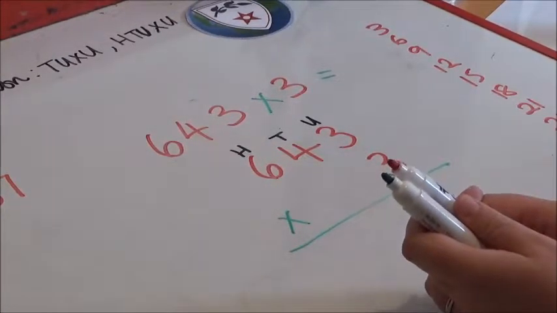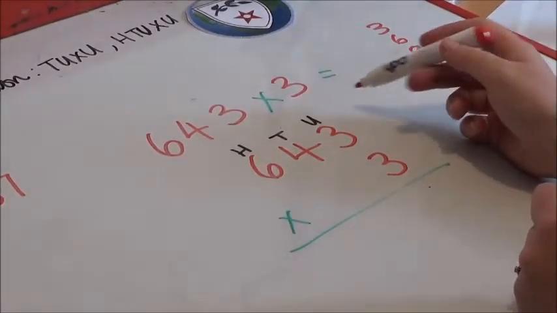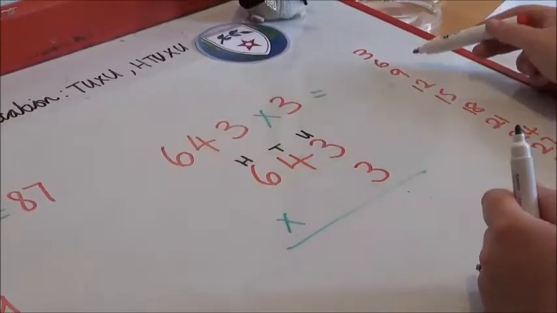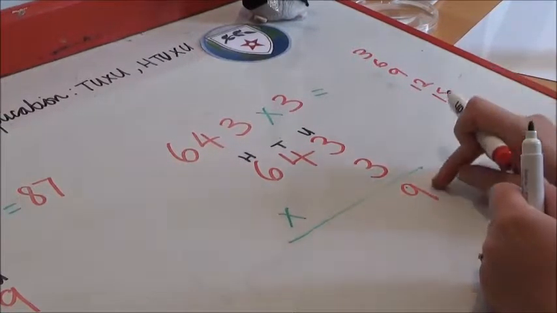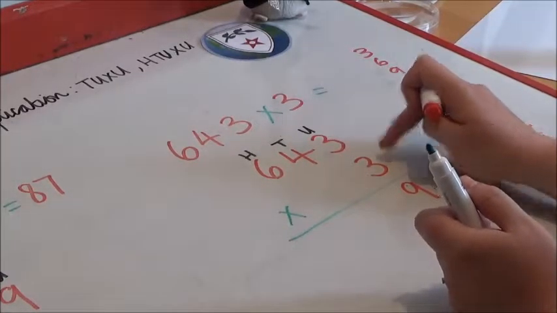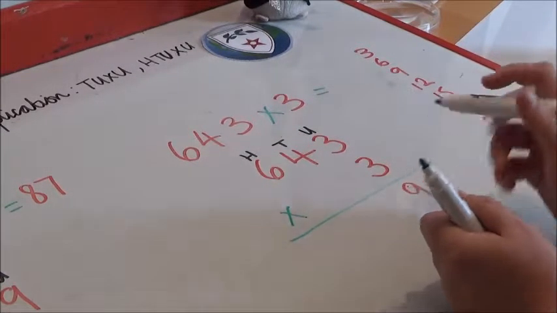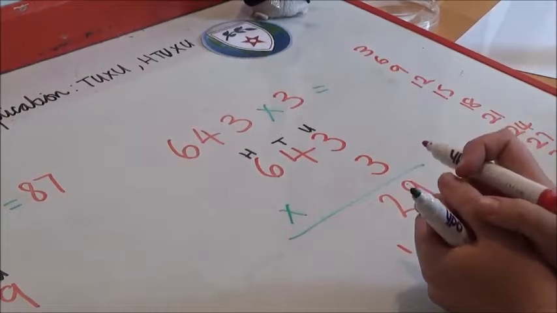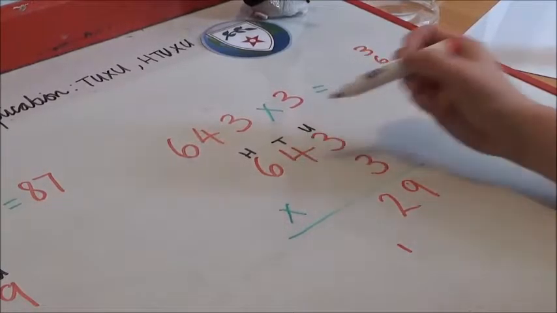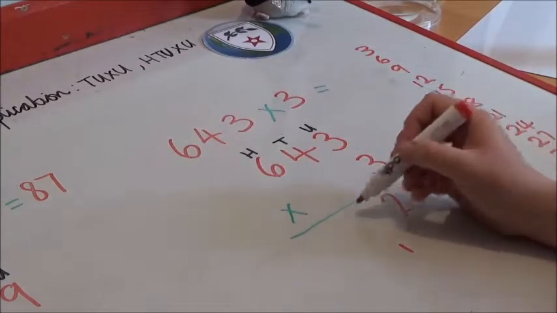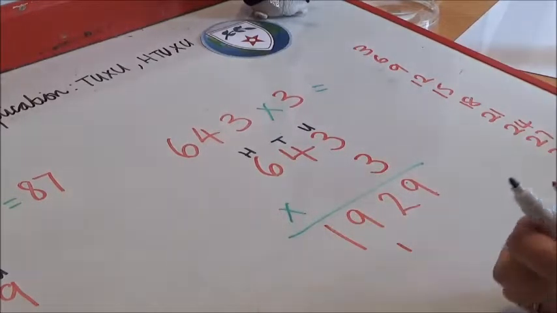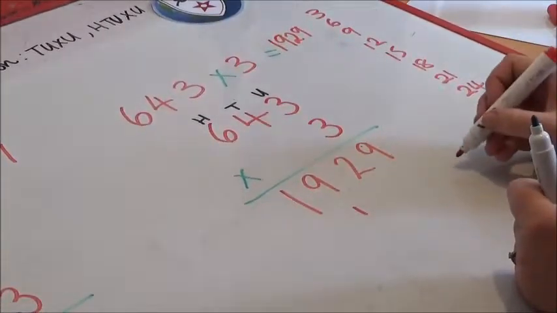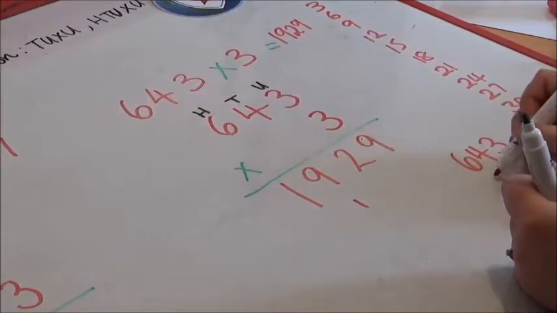So we put them into our columns, and remember we're using column strategy with carrying along. So now I'm going to say 3 times 3 is 9. I don't need to carry anything because I've just got 9 units. 3 times 4 is 12, so I'm going to put the 2 tens there and carry the hundred underneath. 3 times 6 is 18, add the extra 1 is 19. So my answer is 1929.